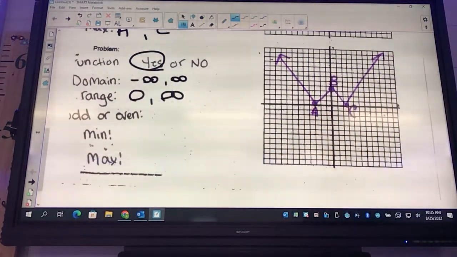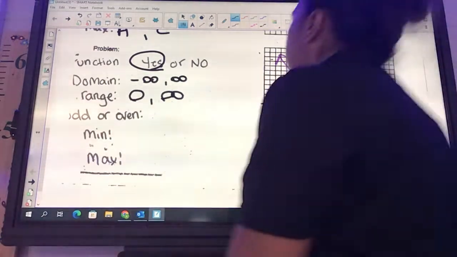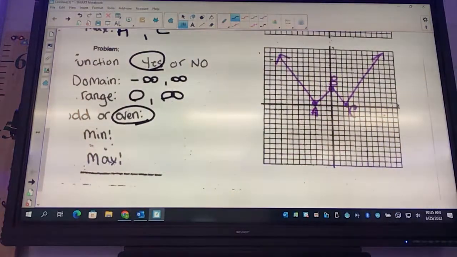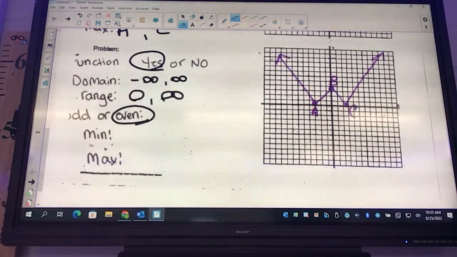Is this an odd or an even function? Even? How can you tell it's even? Because it's open. The arrows are going to? The arrows are going the same way, remember? So even looks like both arrows are going the same way. Odd is going to be one not going the same way as the other. If you mirrored it, that's going to be an odd.